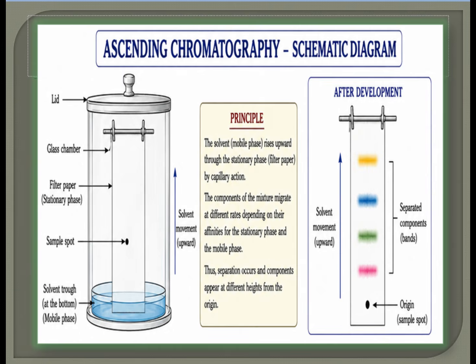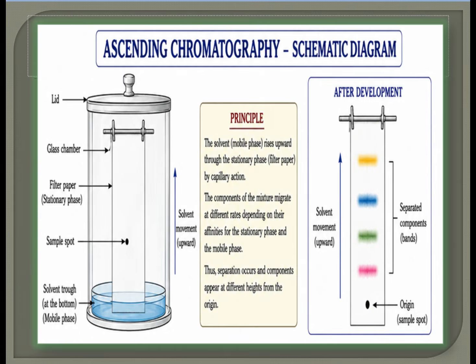A strip of filter paper is hung inside the chamber. This filter paper is the stationary phase because water molecules are trapped in it. Near the bottom of the paper, we put a sample spot. This is the mixture we want to separate. The bottom edge of the paper is dipped into the solvent, but the sample spot must stay above the solvent level. Now coming towards the principle, the solvent moves upward through the paper by capillary action.